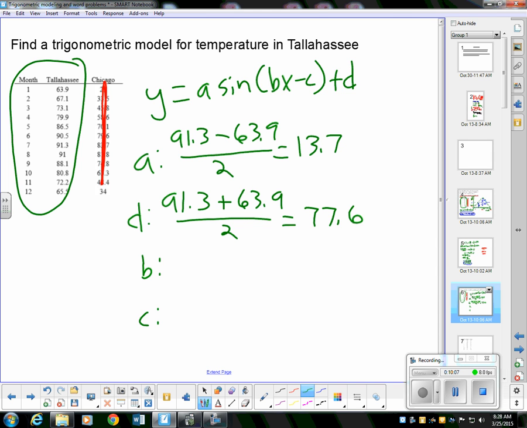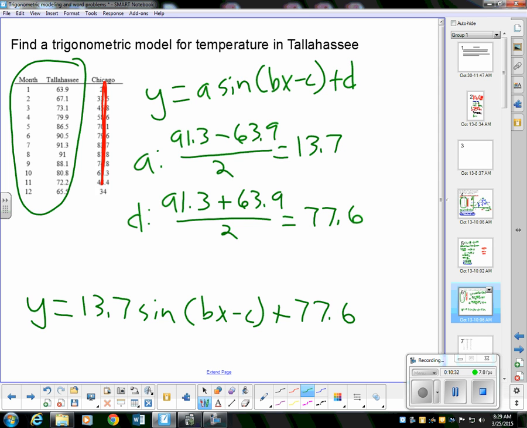In A, you subtract the two top numbers, and in D, you add them. Everything else works out the same. So if we're creating our equation, to begin with, I want to erase B and C for a second. Here's what we have: y is equal to, A is 13.7 times the sine of bx minus c, plus 77.6. That's our equation so far.